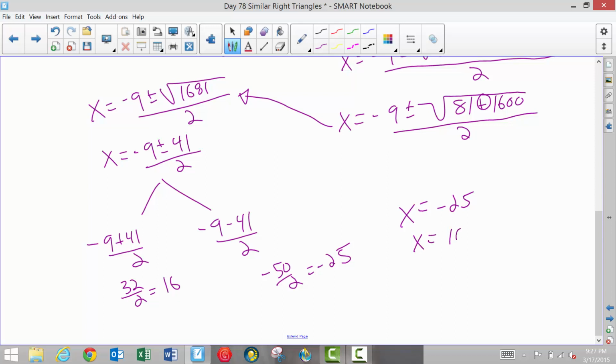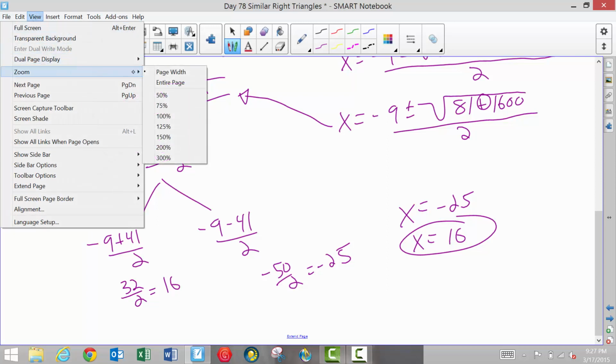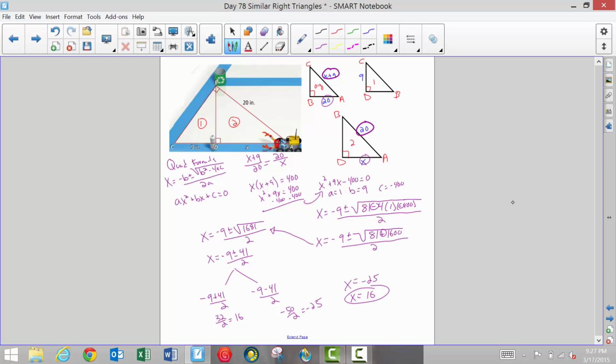So x equals negative 25 or x equals 16. But I only choose x equals 16 because that value will be the only value that makes my side lengths positive. So this is a good problem because it actually involves quadratics, using the quadratic formula, or you can actually do factoring.